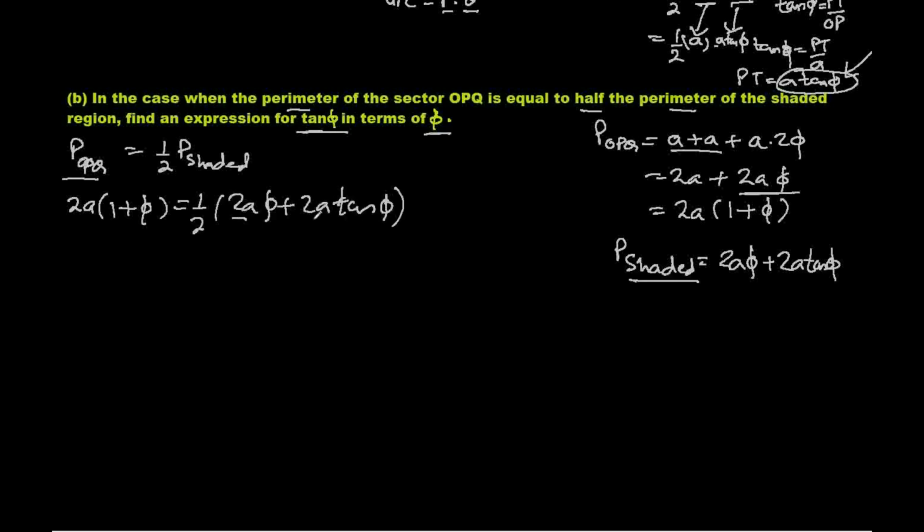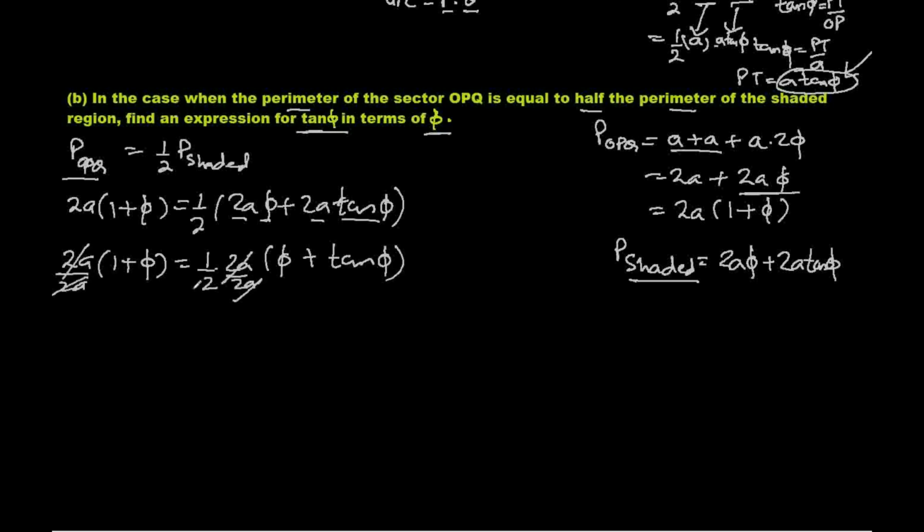So 2A is common here as well. We can take 2A common there also: 1 plus phi on the left side. Half times 2A taken common again, so we are left with phi plus tan phi. Okay, so 2A is in both. Let's divide both sides by 2A here and 2A here. They're gone, A is gotten rid of. This 2 will multiply here, so 2 plus 2 phi, and here we're left with phi plus tan phi.